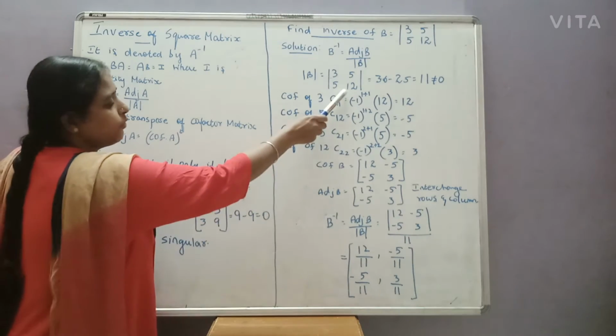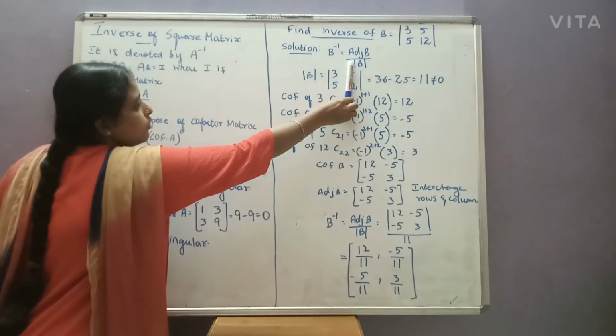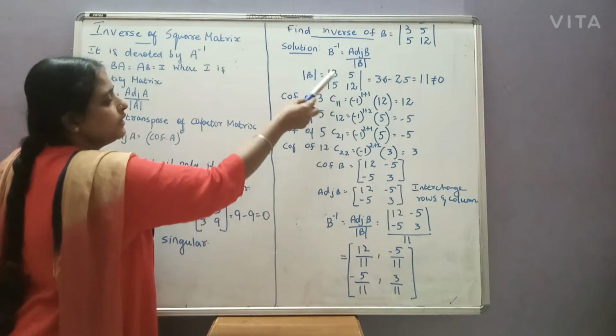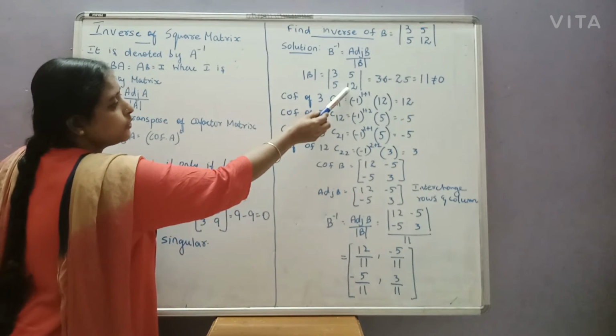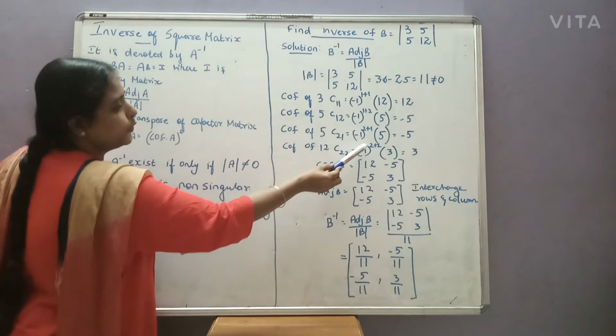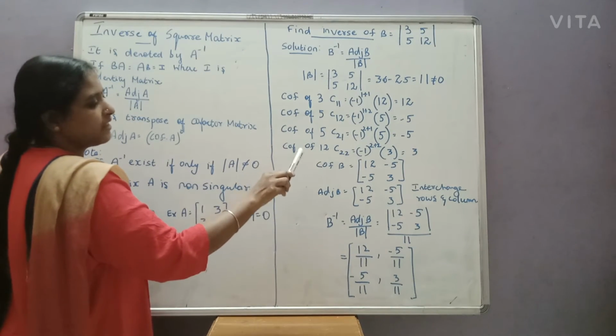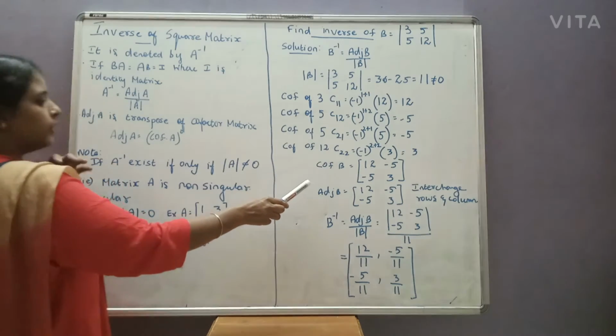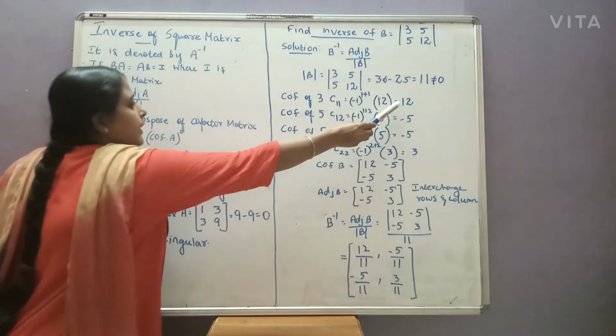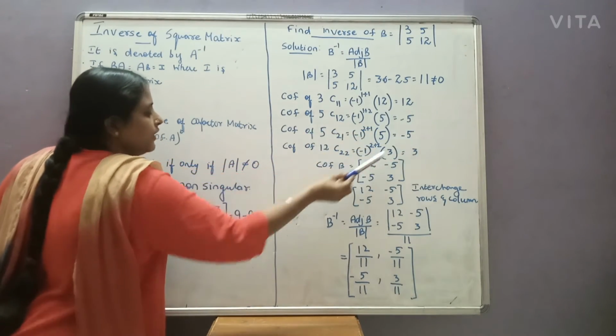Cofactor of 12. If you take this one, hide this column and this row, you will be getting 3. And this is second row, second column. 2 plus 2 is 4. 4 is an even number, so positive. So plus 1 into 3 is plus 3. Now cofactor of B is 12, minus 5, minus 5, 3, right.